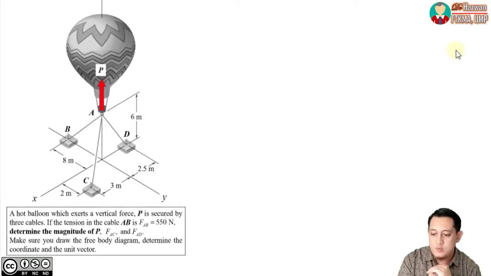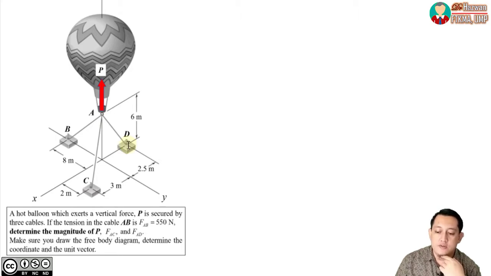A hot balloon which exerts a vertical force P is secured by 3 cables. If the tension in the cable AB, so where is AB? This one. So the tension in cable AB here is 550 Newton. Determine the magnitude of P, this one, F_AC, and F_AD.